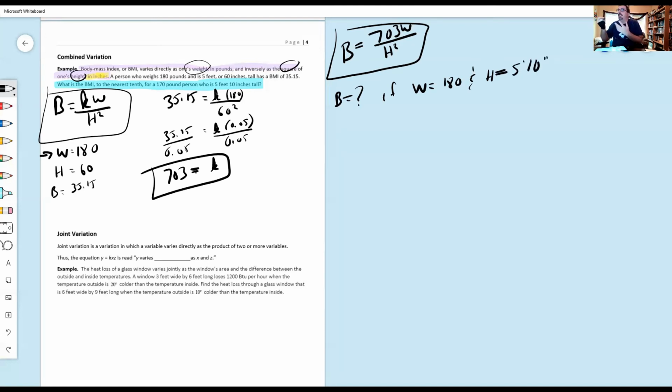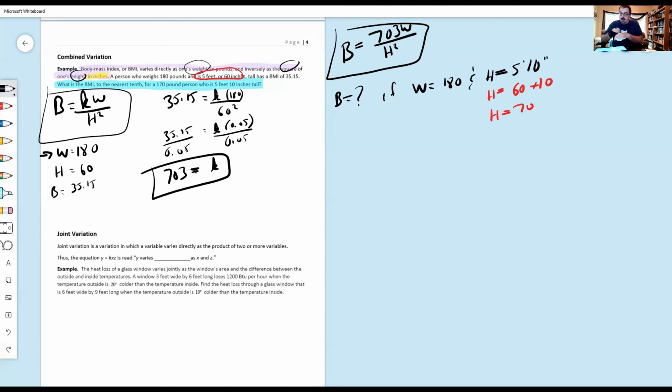Remember, how tall is 5 feet? In our text right here, it says 5 foot is 60 inches. So in that case, H is going to be 60 plus 10, or H is 70.